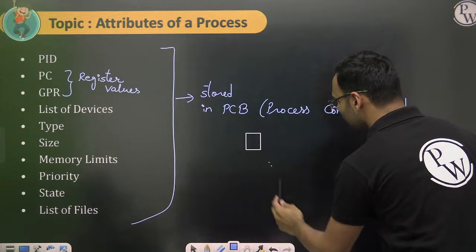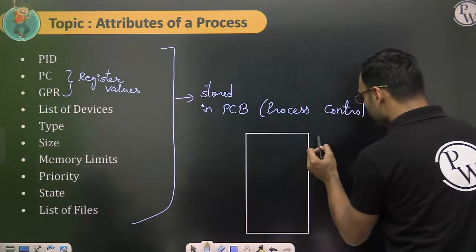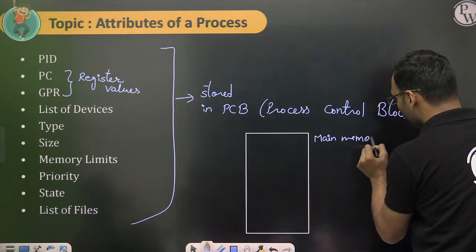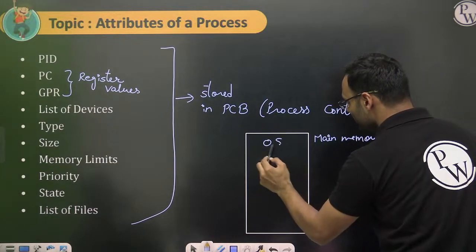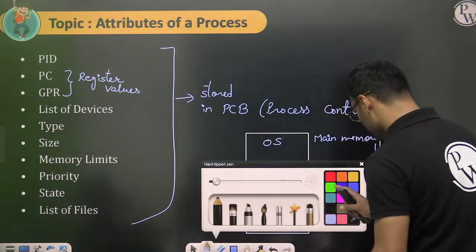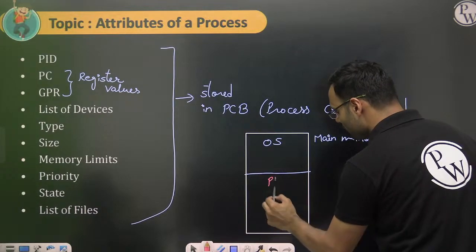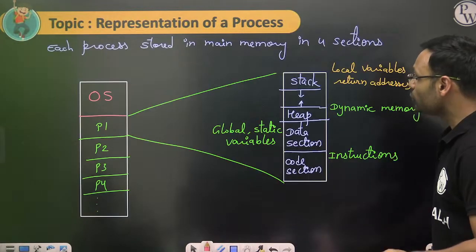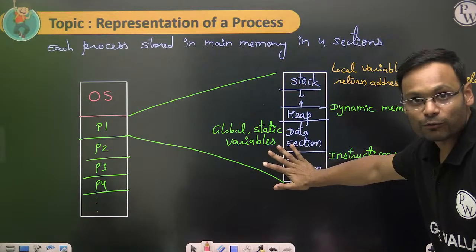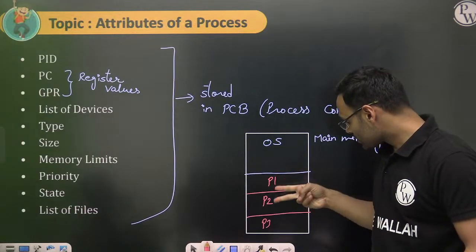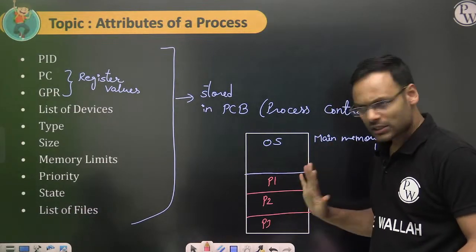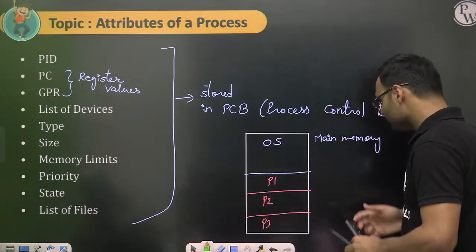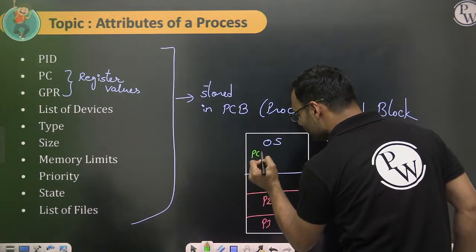So you know what happens? You can imagine this is main memory. In main memory, you have the operating system at the initial place here. And apart from that, let's assume we have three processes, P1, P2 and P3. P1, P2, P3 are stored in these sections, four sections each. But to control these processes, the operating system has three PCBs over here.